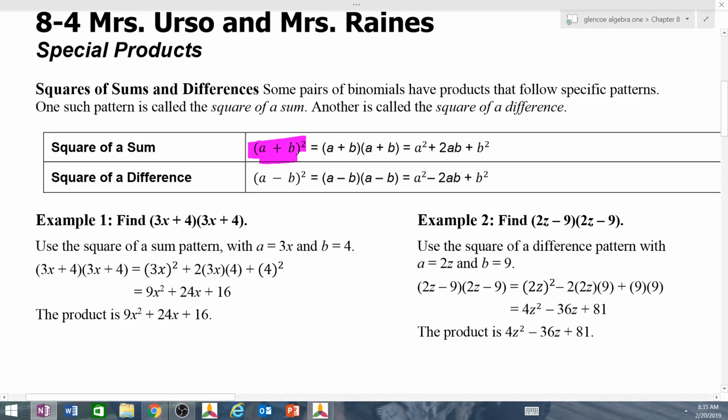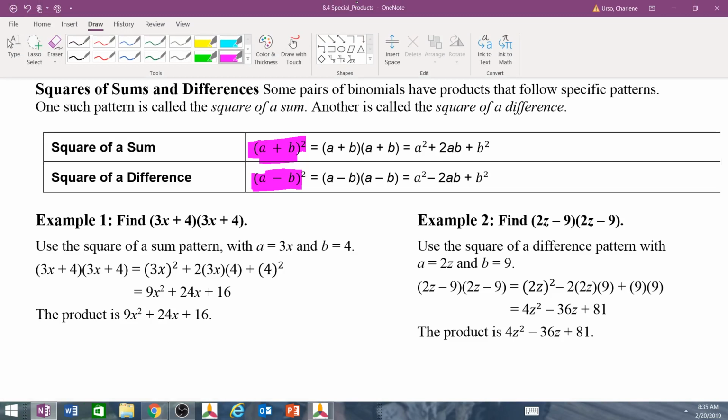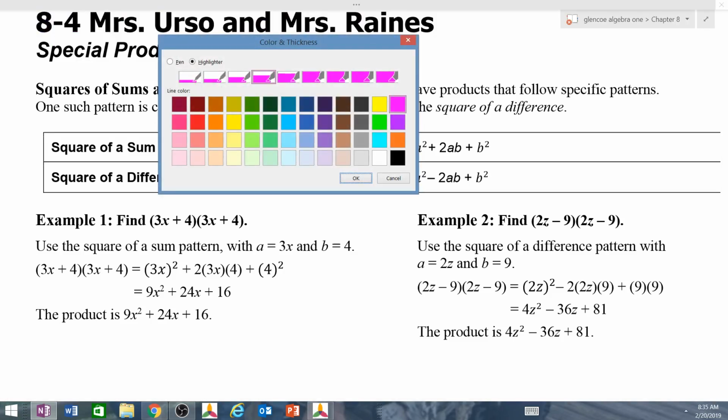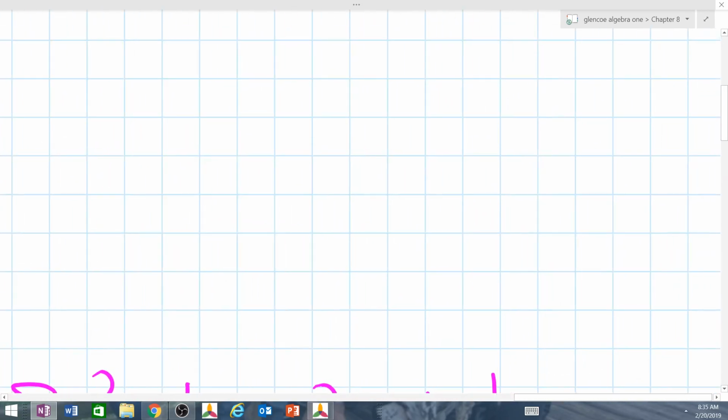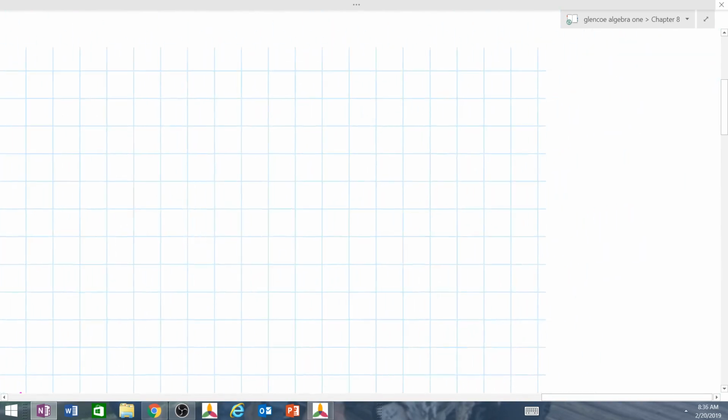And then the square of a difference, which is (a minus b) quantity squared, would be (a minus b) times (a minus b). So let's start off nice and easy, and let's do a couple of problems together, and let's look at this lesson closely. So let's go ahead and look at the square of a sum.